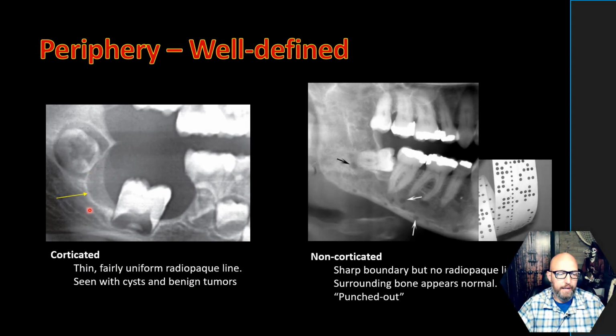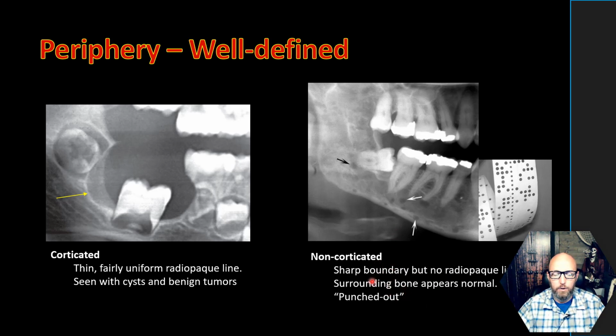And this is what I mean by corticated, so I've said that word a couple times already. If it has this thin radiopaque line around it, that's what I call corticated. And corticated necessarily means that the lesion is well-defined, but not all well-defined lesions are corticated. You see in these cases, you have these well-defined lesions. They have nice sharp, even smoothly round borders, but they're non-corticated. In this case, when it's multiple small round lesions like this that are well-defined and non-corticated, I'm going to call it punched out. It looks like little paper punches, right? So a sharp boundary, but no radiopaque line.